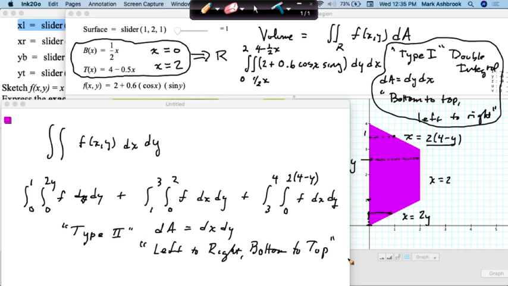So does it mean that a type 1 is always one integral and a type 2 is always split up? No, it's just the situation. Whatever your situation is, you just have to do every problem individually and see what your situation is. It just happened that in this region, the bottom was always the same and the top was always the same. So when we did a type 1, we were able to do it in one integral. And for this region, the right side was split up into 3 different right sides, which caused us to have to split up the type 2 integral.